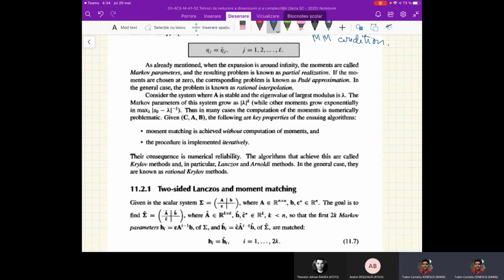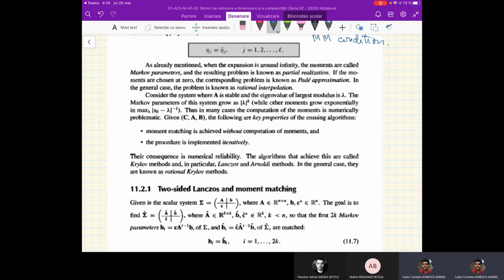Consider the system where A is stable and the eigenvalue of the largest modulus is lambda. So this is the largest eigenvalue. The Markov parameters grow as lambda to the power k. Okay, this is not a finished sentence. Probably grows. To compute the moments, this is the idea, to differentiate every time and compute the moments. That's what they are trying to tell you. This is very complicated and problematic.